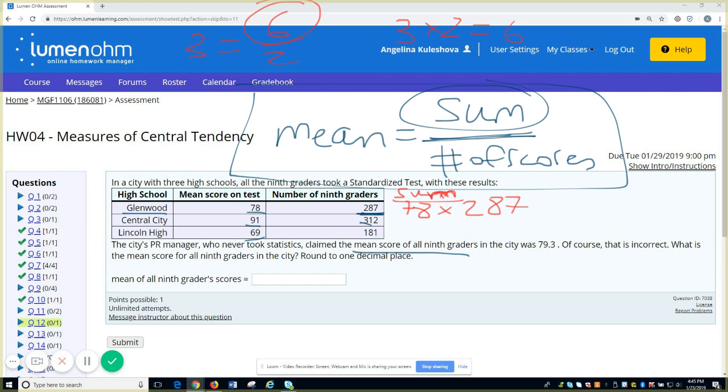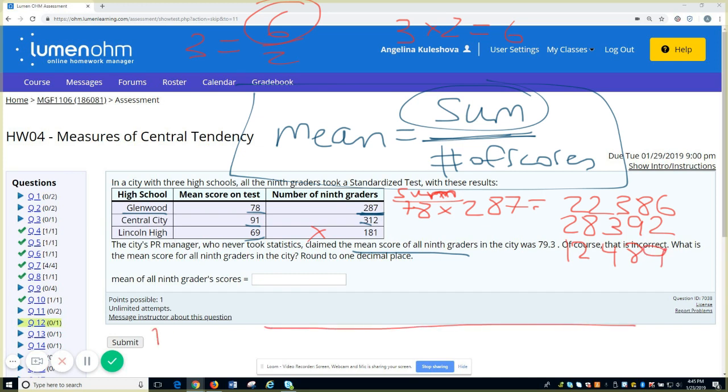So for Glenwood, 78 times 287. So that means the sum was 22,386. Then for Central City, it's 91 times 312, which is 28,392. And then Lincoln High, which is multiplying 69 by 181. So that's 12,489.